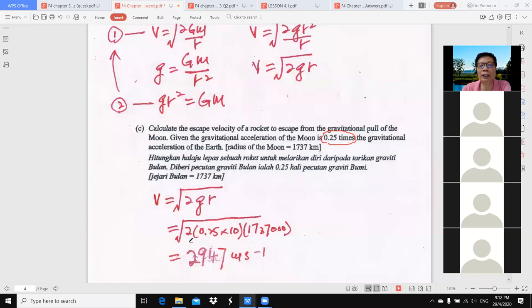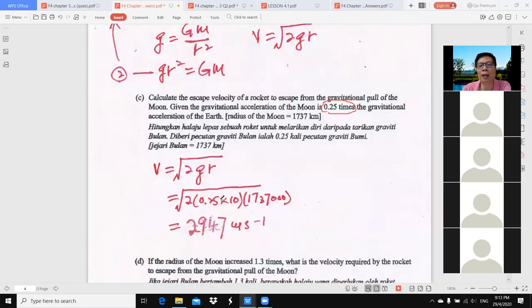Use this formula. The gravity is 0.25 times 10. On the moon, gravity is only 0.25 times the gravity here, 10. Then this is the radius of the moon, 1737 kilometers, change to meters. So press carefully. This is the final answer. You see, to escape from the moon is easier. You only need 2947 meters per second.